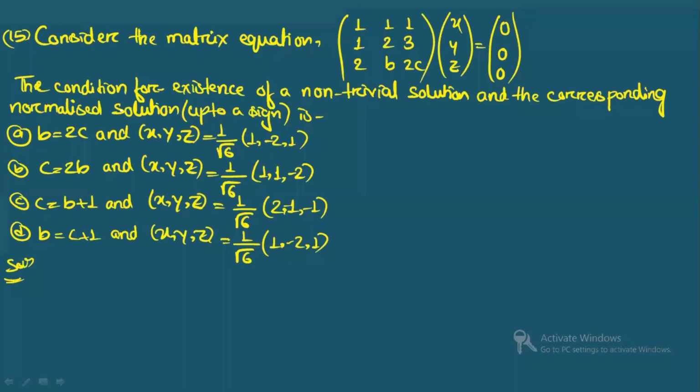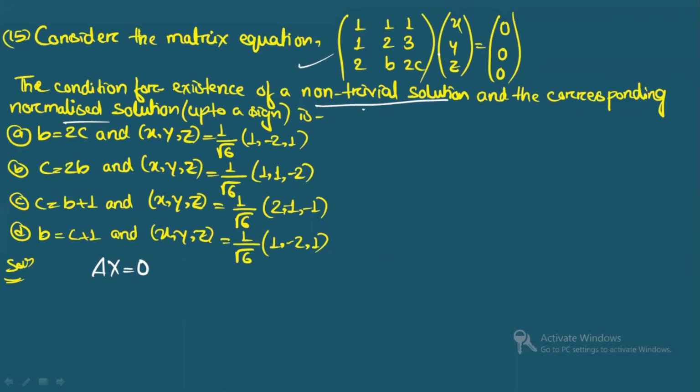Now let's see question number 15. Consider the matrix equation given here. The condition for the existence of a non-trivial solution and the corresponding normalized solution is what? The matrix equation is given to you. You will have to find the condition for a non-trivial solution and its corresponding normalized solution. So this is what you are asked to find. The matrix equation, we know, is AX equals 0. So if you compare this general form with this, you will see this is the matrix A, right?